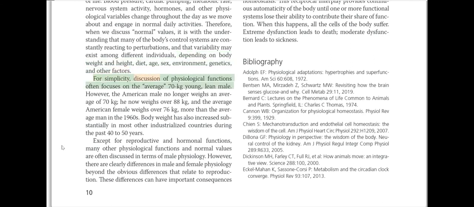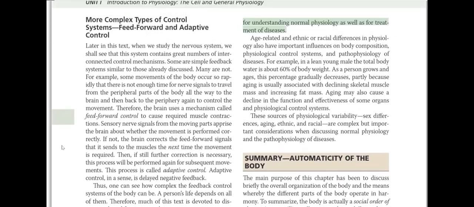For simplicity, discussion of physiological functions often focuses on the average 70 kg young, lean male. However, the American male no longer weighs an average of 70 kilograms, he now weighs over 88 kilograms, and the average American female weighs over 76 kilograms, more than the average man in the 1960s. Body weight has also increased substantially in most other industrialized countries during the past 40 to 50 years. Except for reproductive and hormonal functions, many other physiological functions and normal values are often discussed in terms of male physiology. However, there are clearly differences in male and female physiology beyond the obvious differences that relate to reproduction. These differences can have important consequences for understanding normal physiology as well as for treatment of diseases.